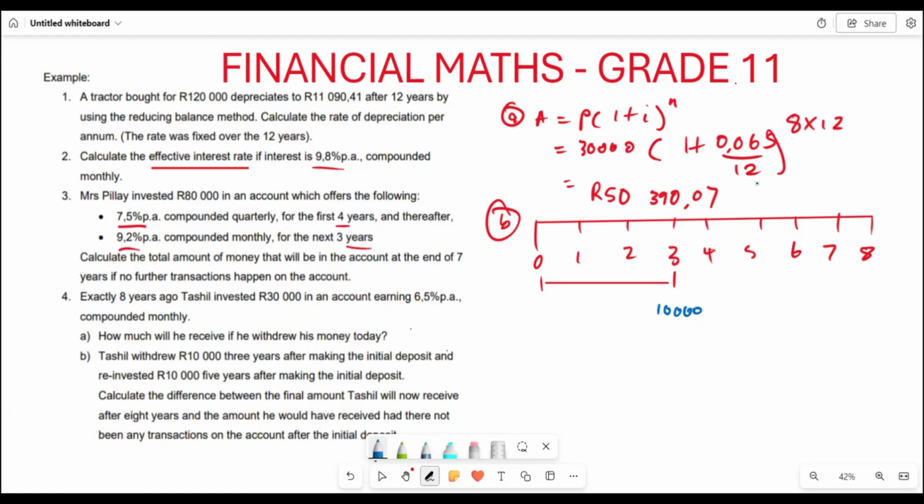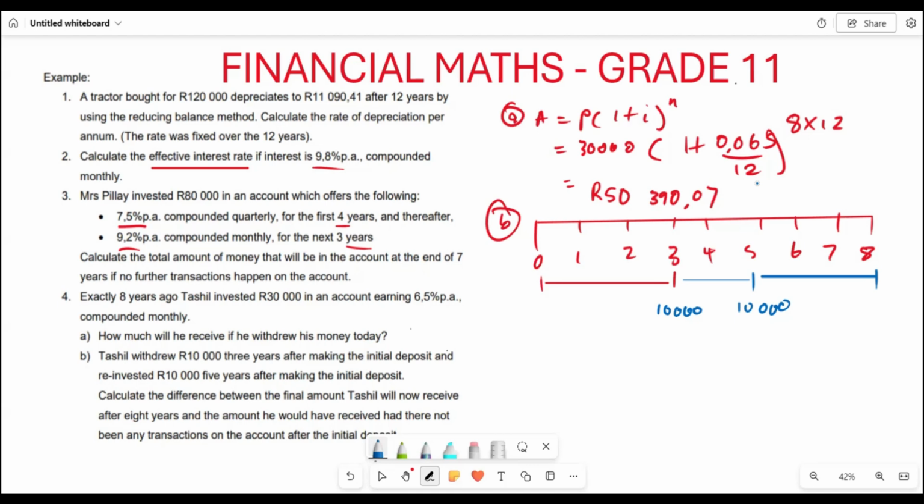But then you have this 2-year window period. And then Tashil got the money back and deposited the 10,000 again so that it can continue to mature up until the last year. So what are you going to have from here? The first thing we can calculate is this particular amount. We know initially what we had, which was the 50,390.